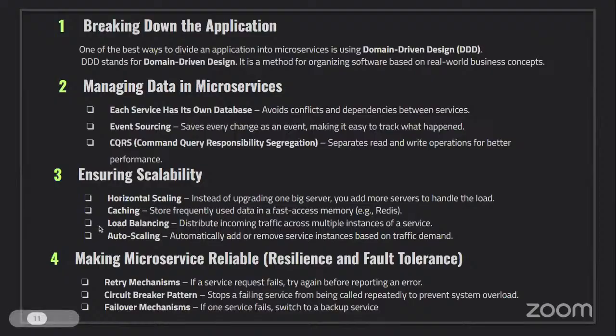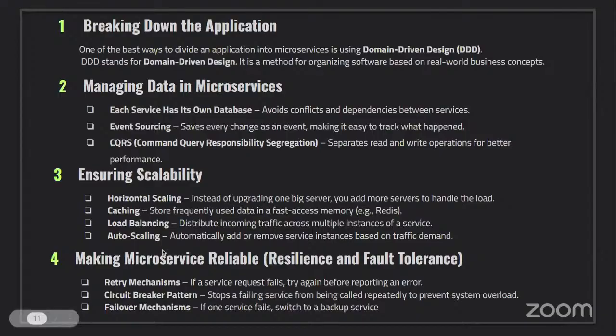The third point is load balancing, to distribute incoming traffic across multiple instances of a service. This helps your service to be more accessible in a very efficient time, with little downtime or latency, when you have multiple load balancers handling the user requests. Auto scaling is the fourth point. You can automatically add or remove service instances based on the traffic demand.